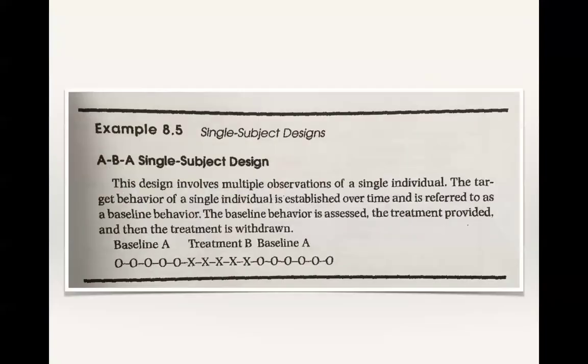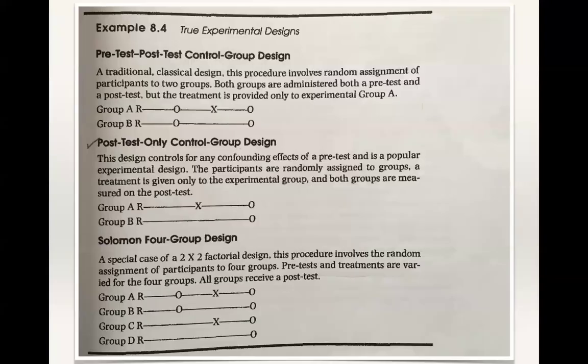So for example, a single subject design. This involves multiple observation of a single individual. The target behavior of a single individual is established over time and is referred to as a baseline behavior. The baseline behavior is assessed, the treatment provided, and then the treatment is withdrawn. So we have the baseline A, treatment B, and baseline A.